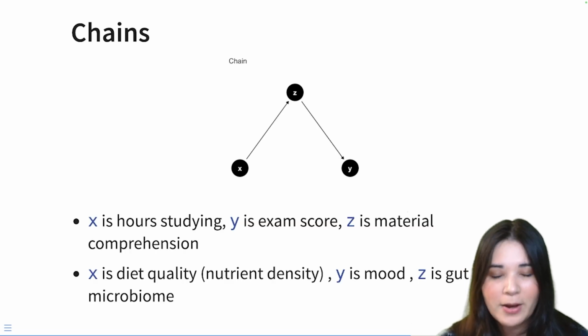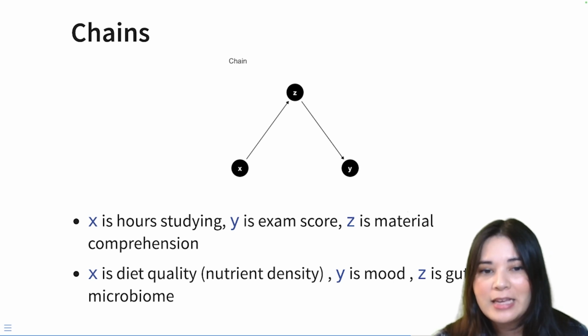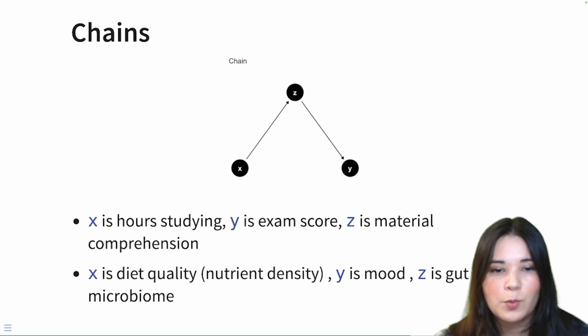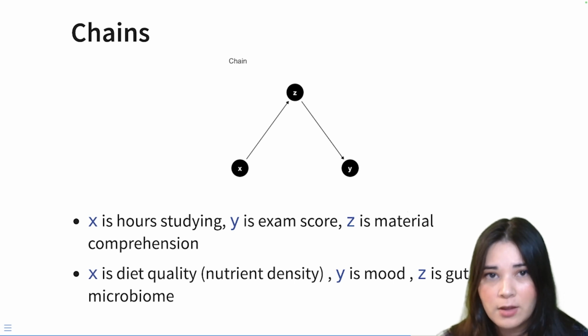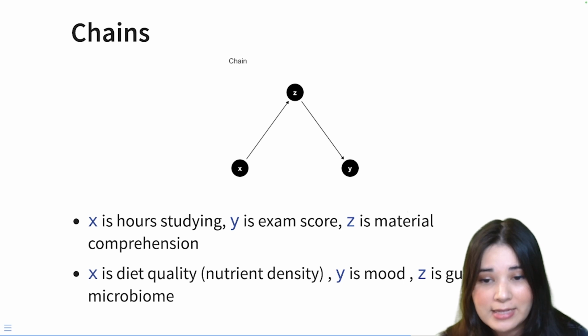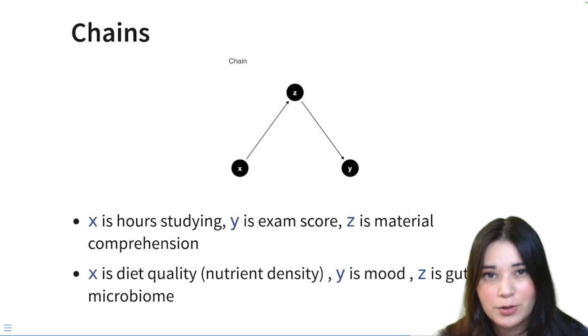All right, let's talk about the next common path in DAGs, which is a chain. A chain is exactly what it sounds like. It's 3 or more variables where our first variable X has an effect on Y, but only through changing the variable Z. For instance, we could say that X is hours of studying, Y is exam score, and Z is your comprehension of material. Now, studying more probably impacts your exam scores.